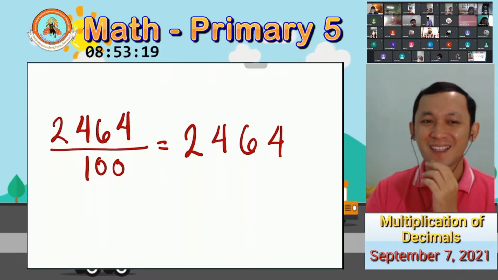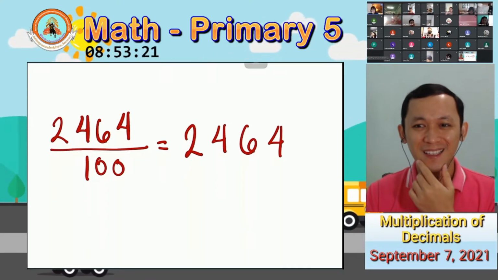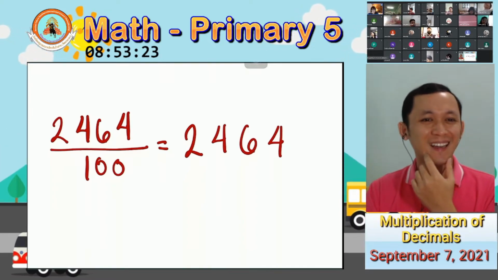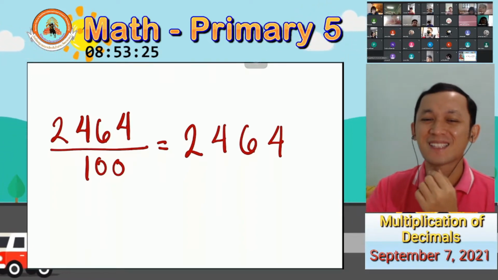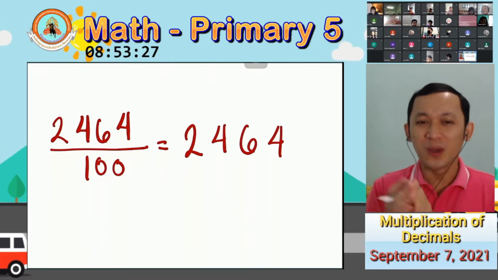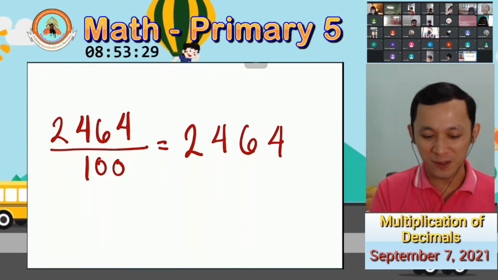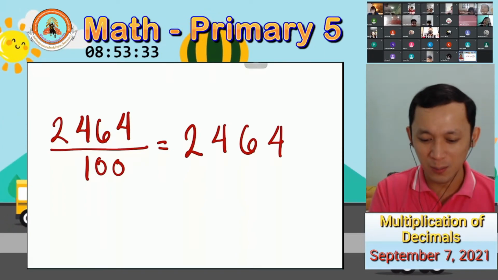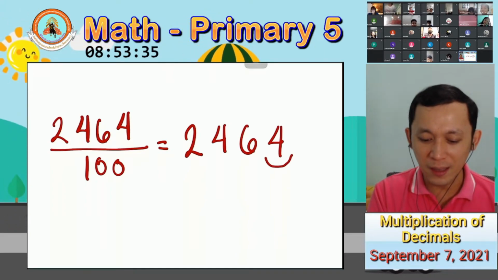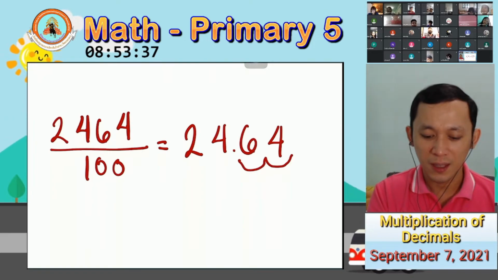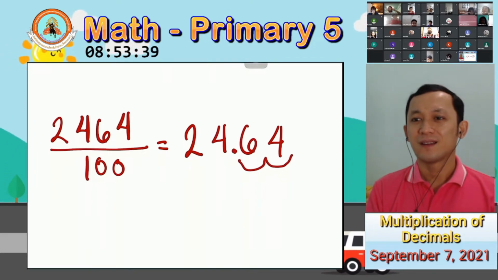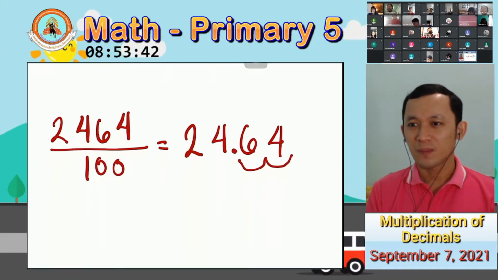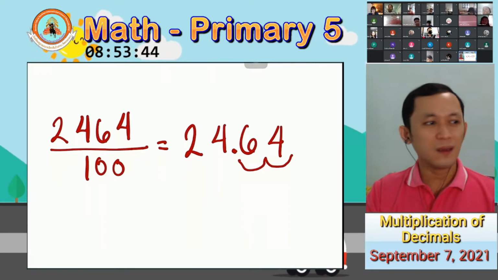Still sleepy. Okay, so again, we are going to move to the left. So teacher, how many zeros? We have 2 zeros. Okay, so move to the left. 1, 2. What's the answer? 20?